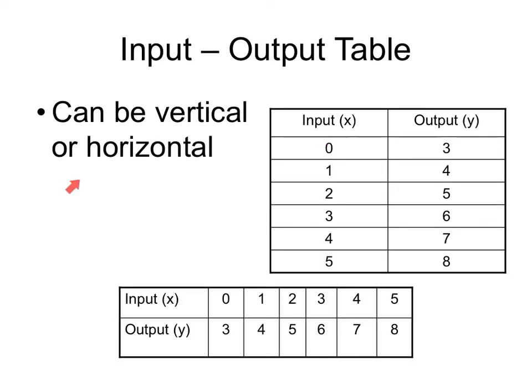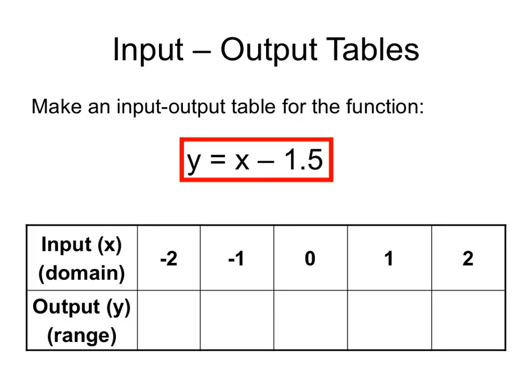Input-output tables can either be vertical or horizontal. Vertically, they would be set up this way, where your input or your x value is in one column, and your output or your y value is in the other column. You need to be careful with horizontal tables. This one below is horizontal. You need to notice that the input tends to be on the top and the output tends to be on the bottom.